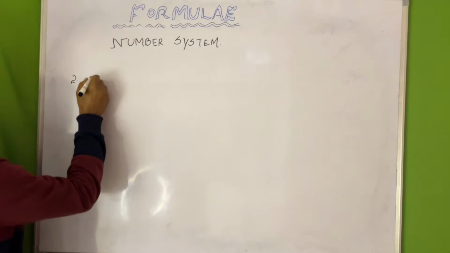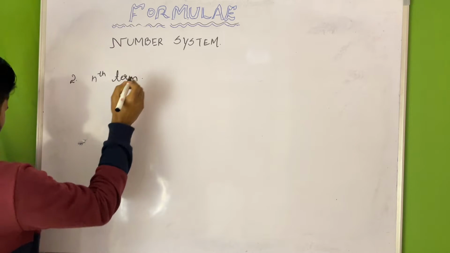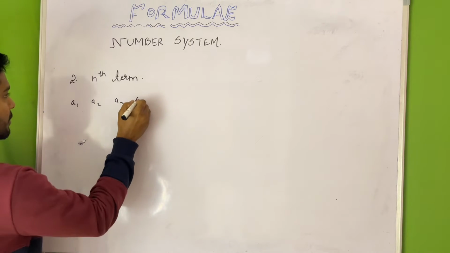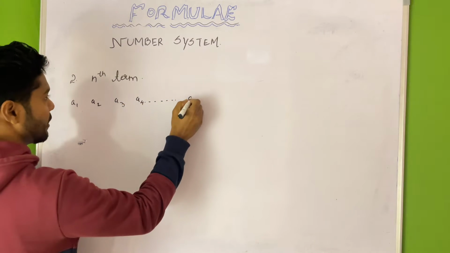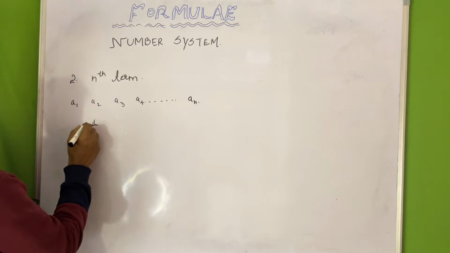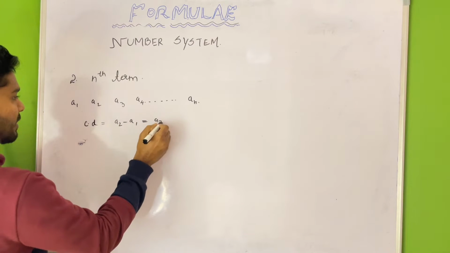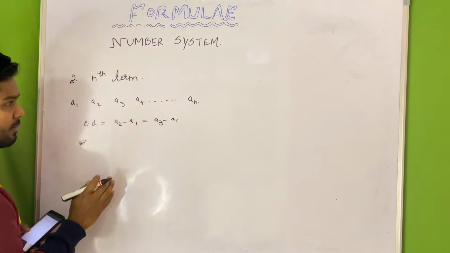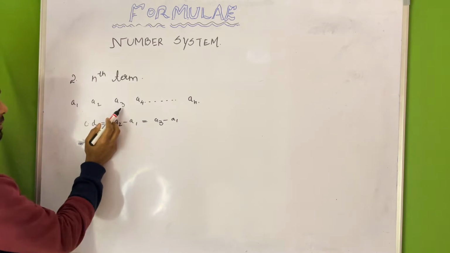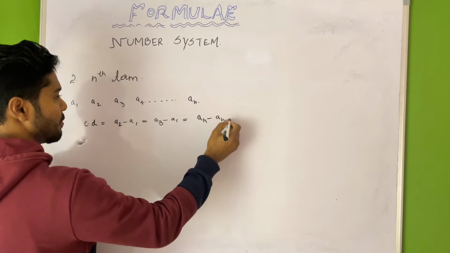Second is our nth term. Let us take a1, a2, a3, a4, dot up to an, just a sequence. Then d, the common difference, is equal to a2 minus a1, or we can say a3 minus a2. Always remember, it will always be backward minus forward, not forward minus backward. Or we can say the general formula is an minus a(n-1).